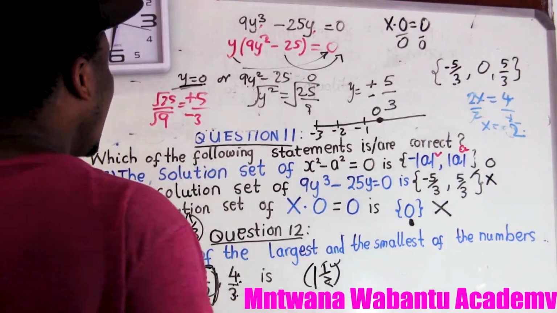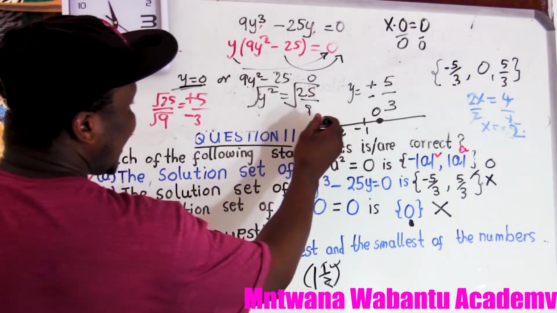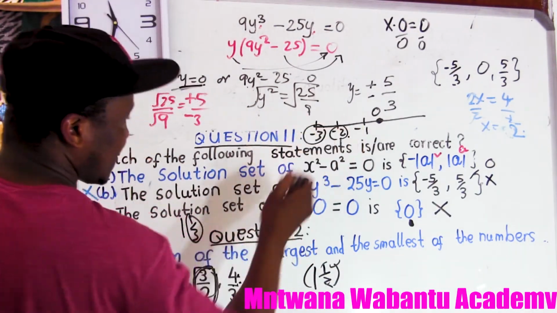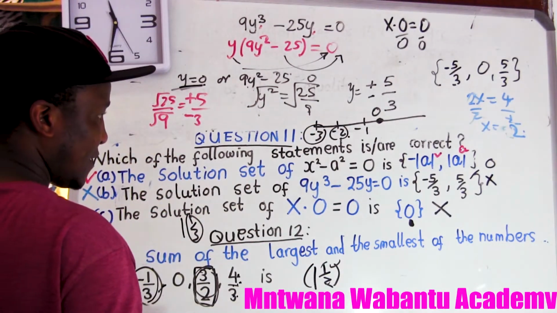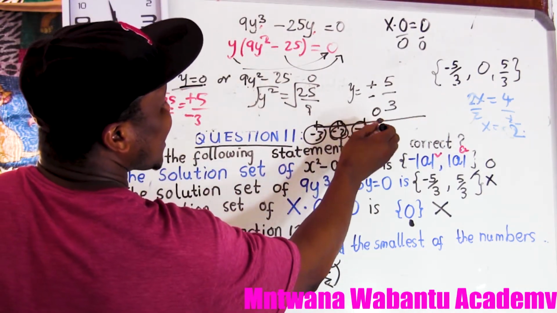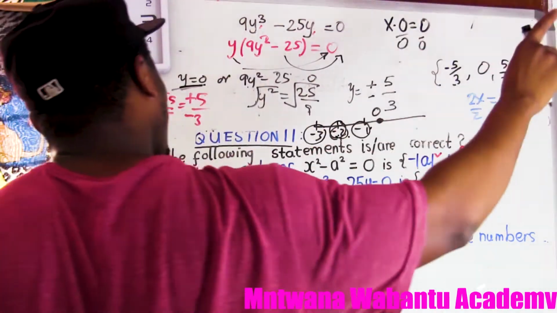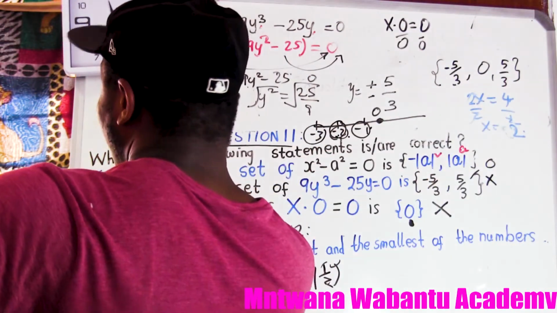The more you go to the left, the more your number gets smaller. Meaning, this is smaller than this. And the more you go to the right, the bigger it gets. So this is smaller than this, which means negative 1 is bigger compared to negative 2. You have to remember that. The more you go right, the bigger your number gets. The more you go to the left, the smaller your number gets.